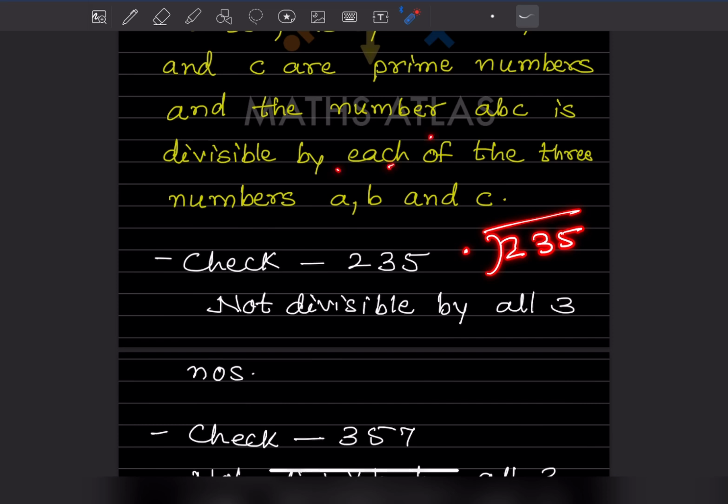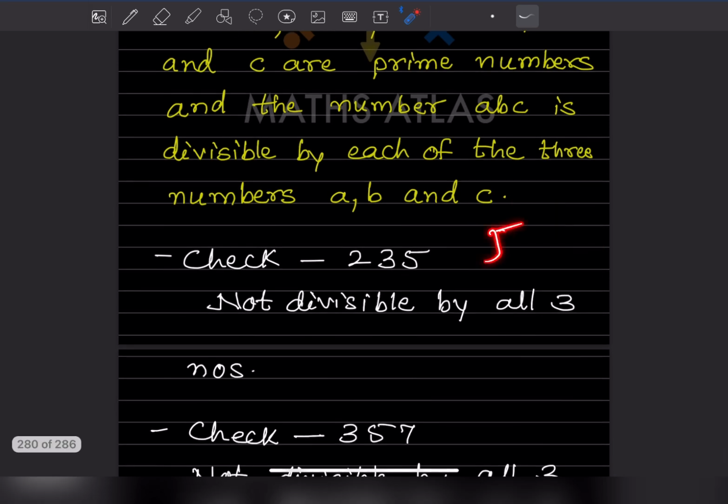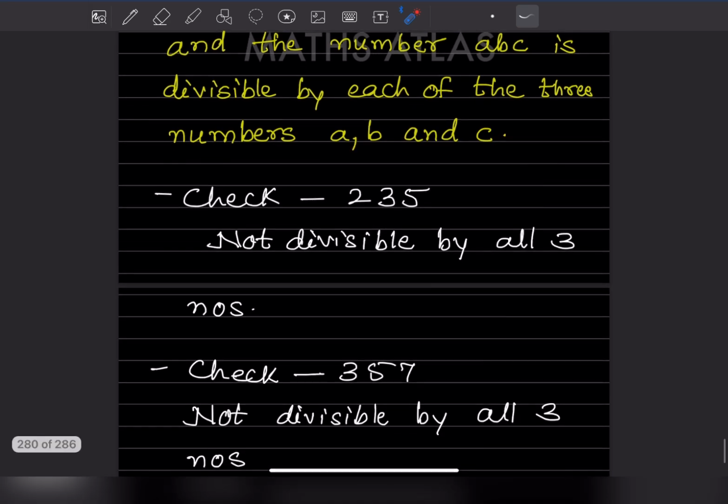What did they say? The number ABC is divisible by each of the three numbers. If we take 2, 3, 5, this is not divisible by 2 because the unit place is 5. By 3, 3 sevens are 21 and here 25, so this is also not divisible by 3. Now by 5, 5 fours are 20, 5 sevens are 35. So it is divisible by 5, but it is not divisible by 2 and 3. They said it should be divisible by all three. So we cannot take 2, 3, 5.